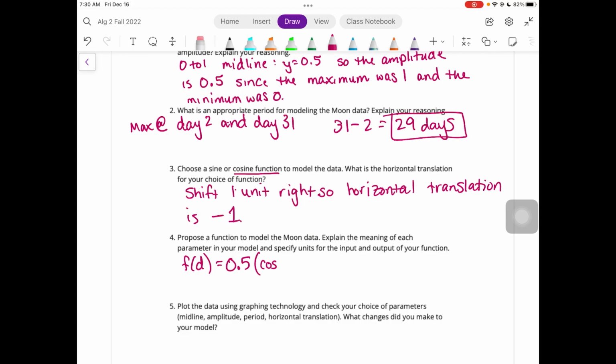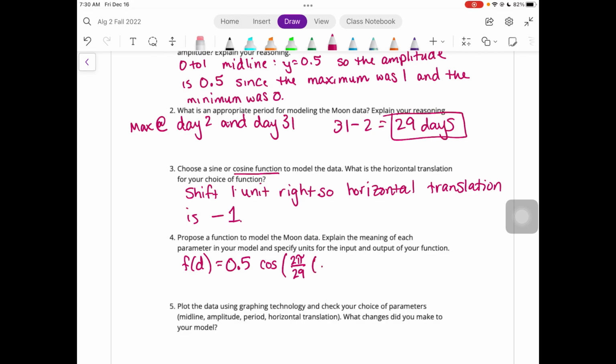And, oh wait, that's not where I want my parenthesis. I want it to be after cosine. Our period, remember that our normal period is 2 pi, but we are looking at 29 days, so it's 2 pi divided by 29.